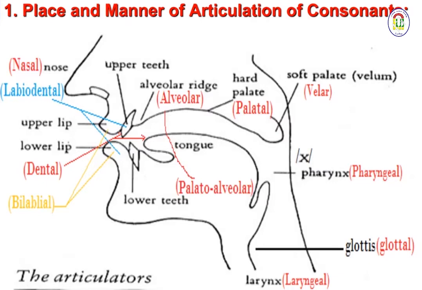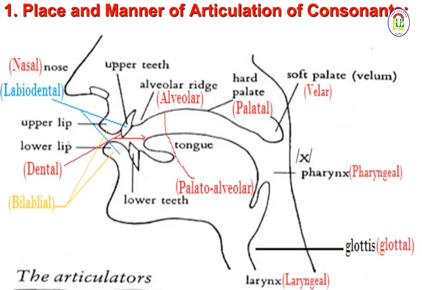Labiodental sounds are produced with the lower lip and upper teeth. With the tip of the tongue and the alveolar ridge, we produce alveolar sounds. The place between the alveolar ridge and the hard palate gives us palatoalveolar sounds, in which we produce certain consonants like sh, zh, ch, and j. At the hard palate, with the dorsum of the tongue, we produce y. With the back of the tongue and the soft palate, we produce velar sounds like k, g, and ng.